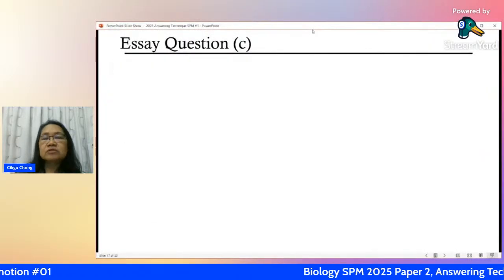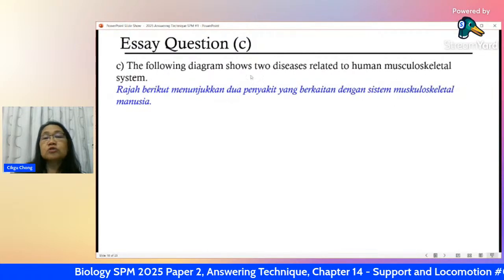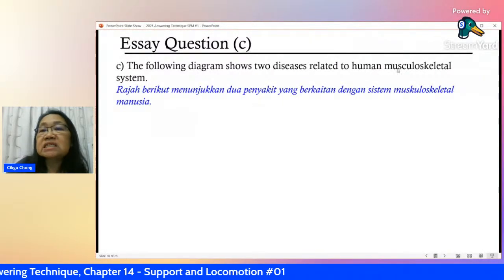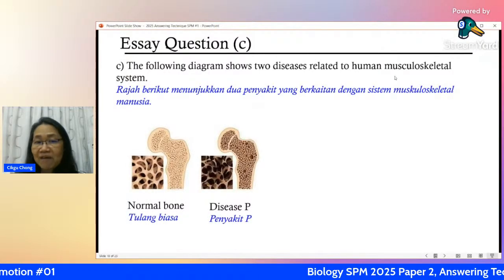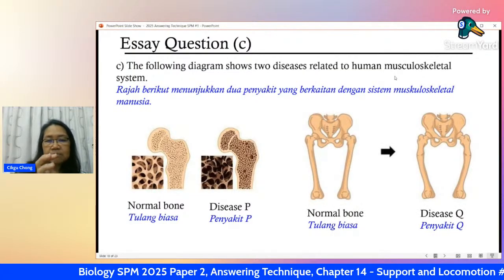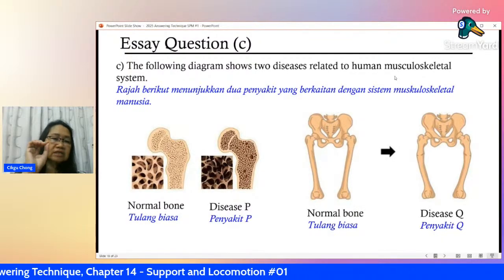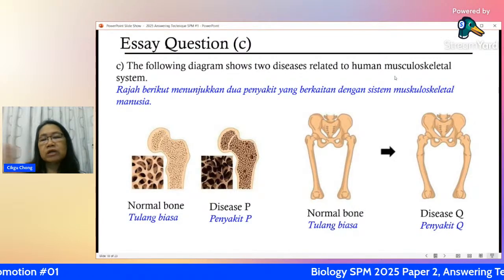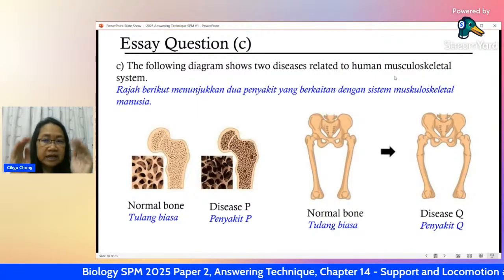Okay, now last question, question C. All right, so question C, the diagram shows two diseases related to the human musculoskeletal system. So it's given this word musculoskeletal, that means related to your muscles and your skeleton. So this one I'm sure you know what I'm talking about. This one is what disease? You can see very clearly the bone on the left hand side, the density of bone is different. The one that has got disease, a lot of holes there, very porous. The one on the right hand side, the disease Q causes the bone to be bent, curved. All right, the leg is curved.